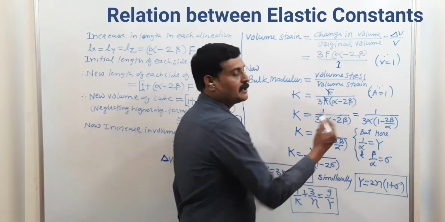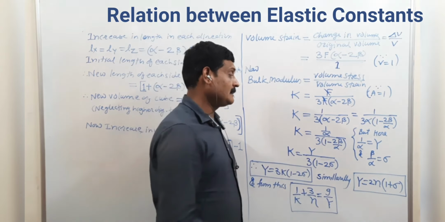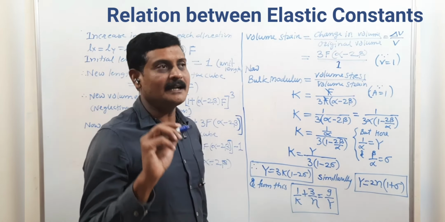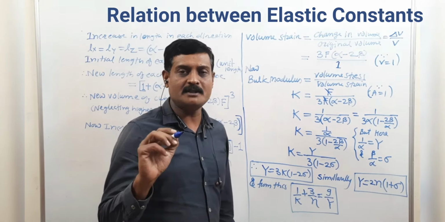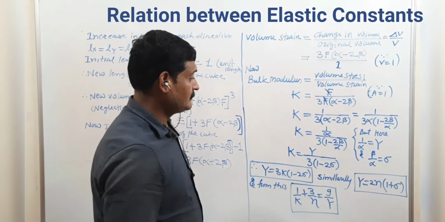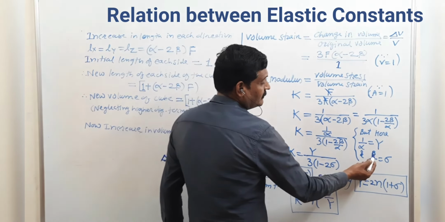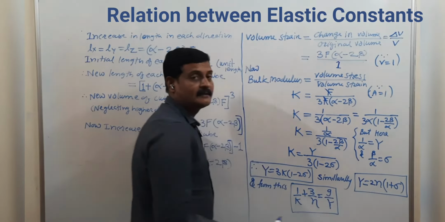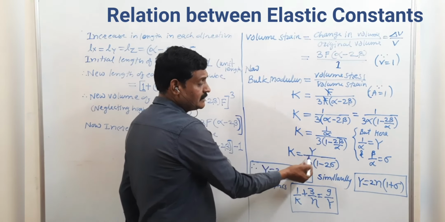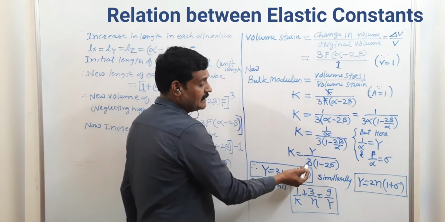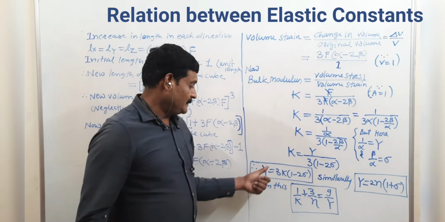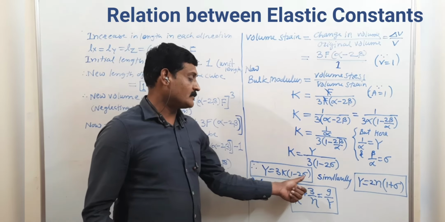But 1 upon alpha is Y and beta upon alpha is sigma. We know that beta is the change in diameter upon original diameter, and alpha is the change in length upon original length. So beta upon alpha is sigma. So put this value in this equation. So K is equal to Y upon 3 (1 minus twice sigma). Taking cross multiplication, Y is equal to 3K (1 minus twice sigma).